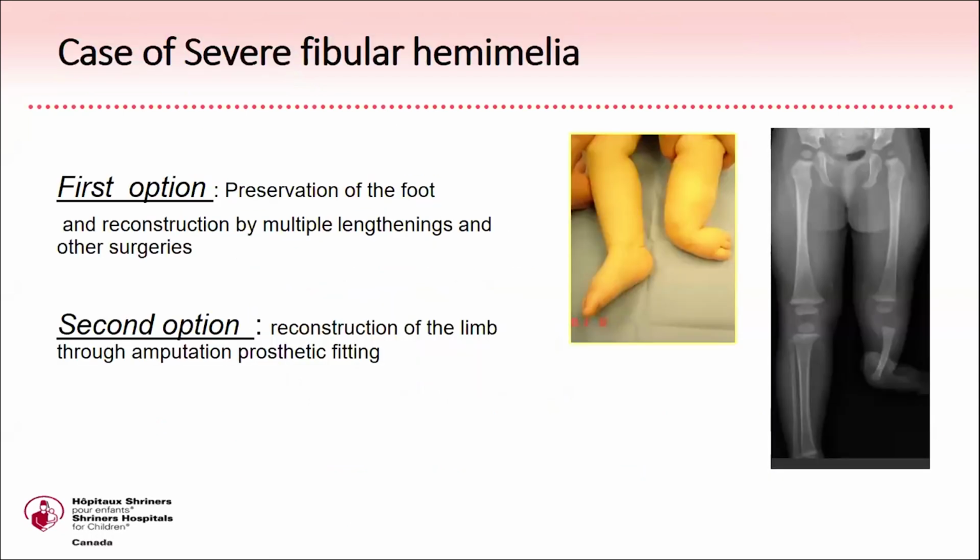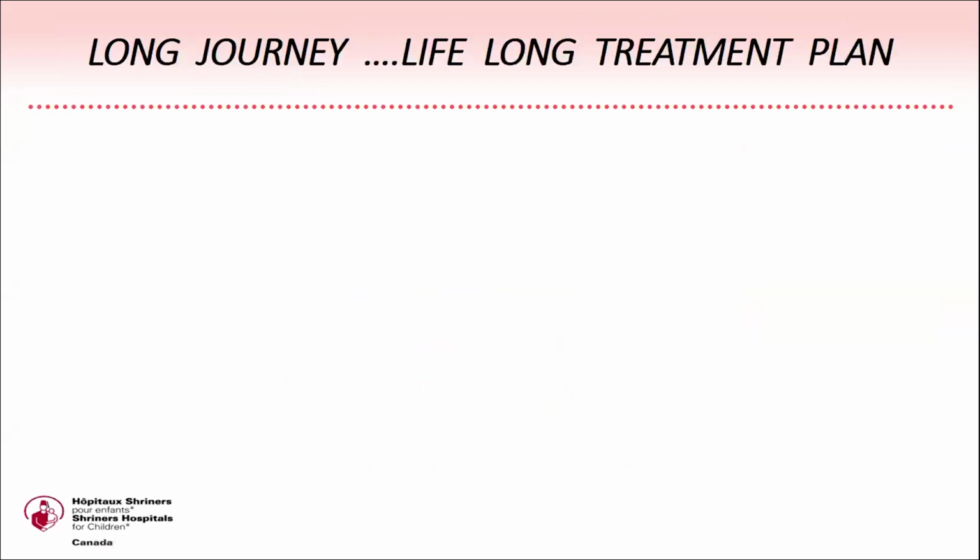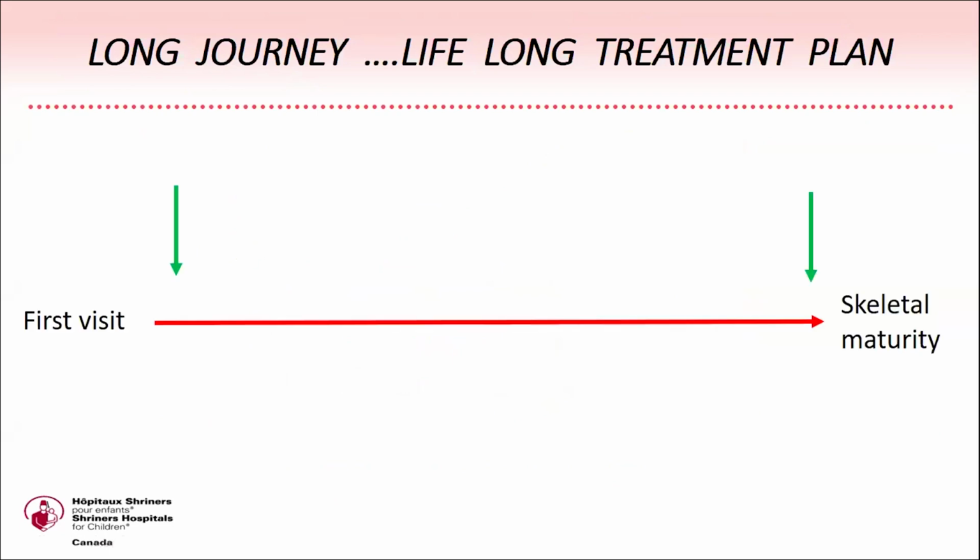I'll just give you an example quickly of all these things. We have a case of severe fibular hemimelia and two options: number one, preservation, and number two, amputation and prosthetic fitting. How do we approach this? This slide is a very simple one, but it's very important.